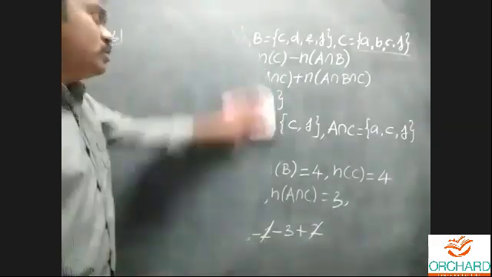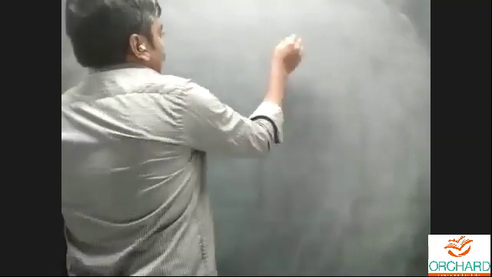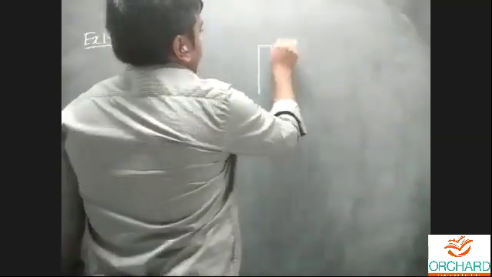For this problem, using n of A union B is equal to n of A plus n of B minus n of A intersection B, the result will also apply. But which is the easiest way? The Venn diagram is the easiest way to do the problem. I'll represent every piece of information in the Venn diagram.